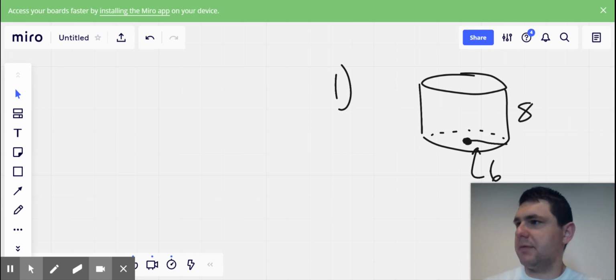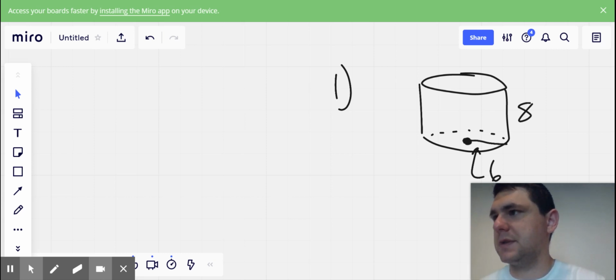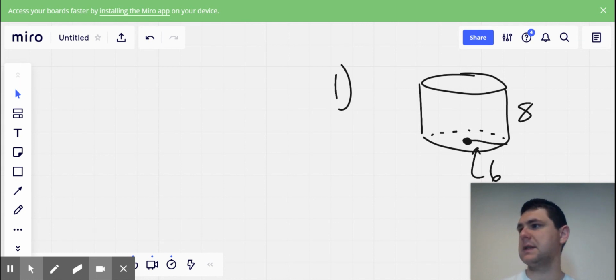Good morning, everyone. We have got more three-dimensional shapes today that we're finding the volume of, except this time we are doing cylinders and triangular prisms. So problem number one is a cylinder, so I'm going to go ahead and start out with that.